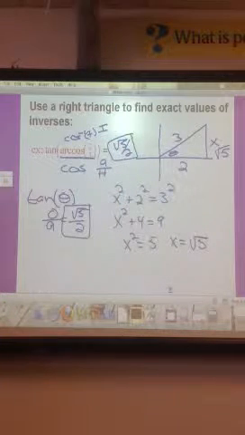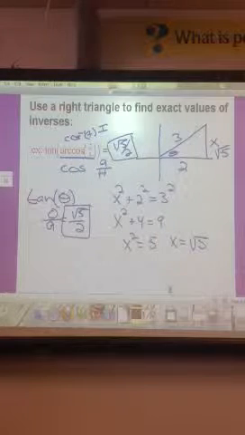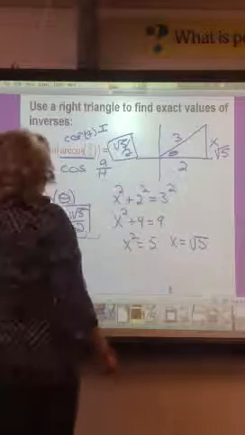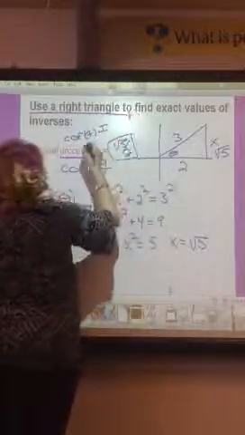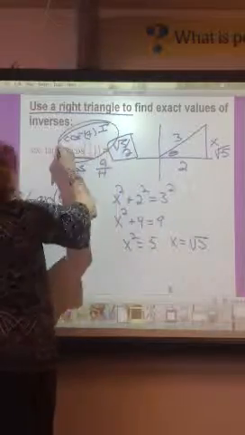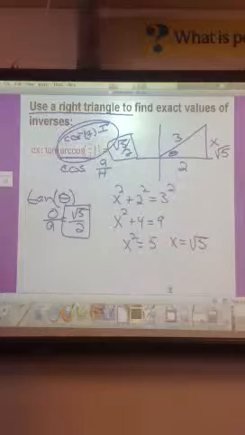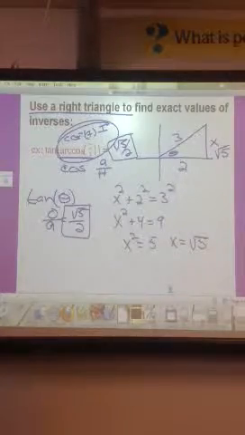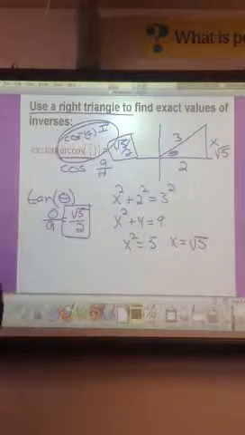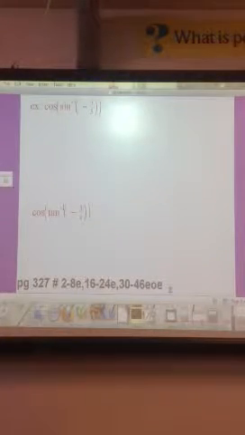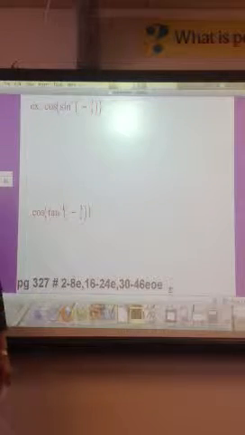Sometimes, and a lot of kids do this, they prefer triangles. Triangles actually make it kind of easy to do. But unfortunately, in order to use a right triangle, you have to have an inverse on the inside. If the inverse is on the outside, you can't use a right triangle. Right triangles only work when your inverse is located inside. So take a look at the last two. I've got an inverse on the inside, so I'm allowed to do it.